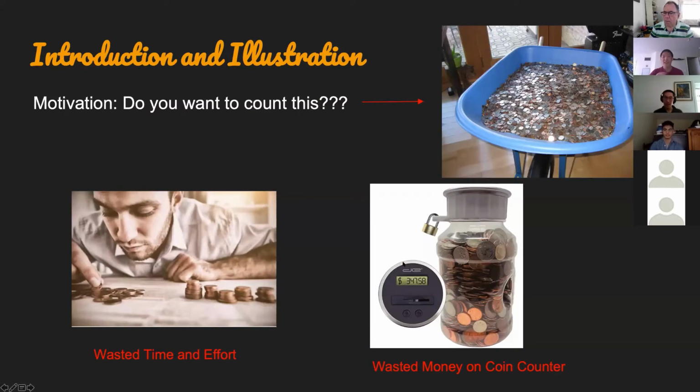I bet if I gave you this wheelbarrow of coins to count at our first presentation, you'd either still be counting them now and be super tired, or you'd be out $30 on an Amazon coin counter and still have wasted a bunch of time. Luckily, in those last 4 weeks, our group has made a much easier solution.